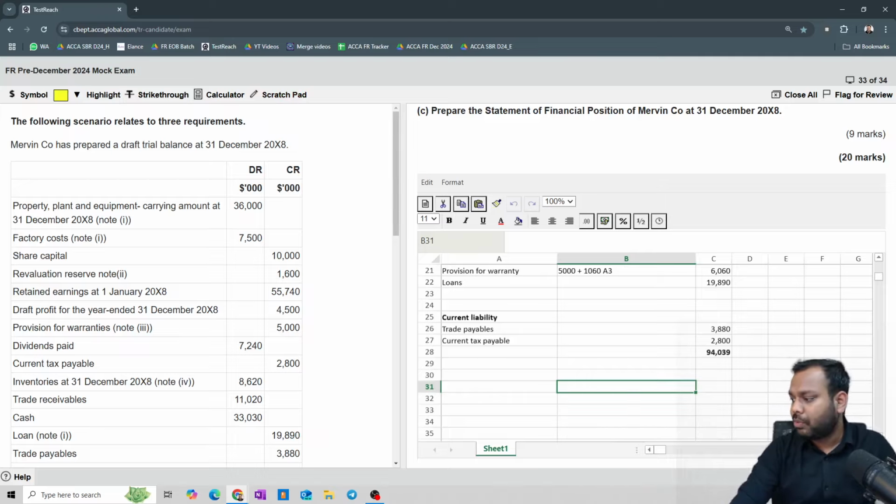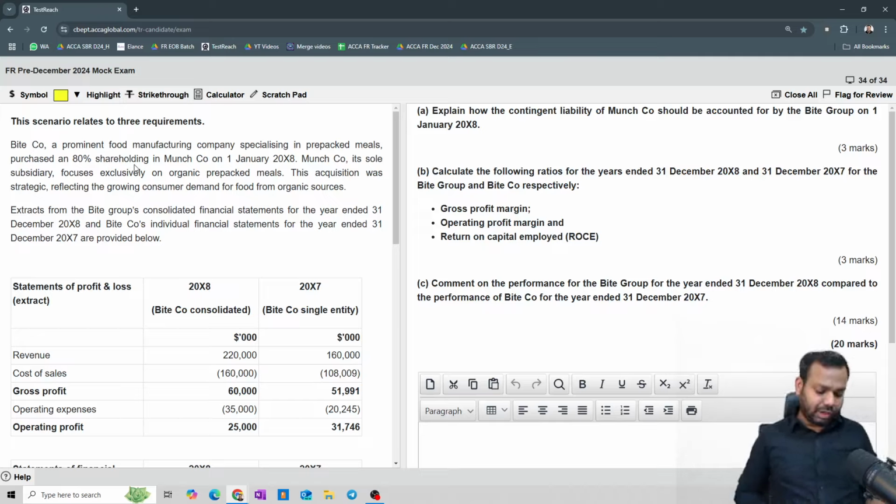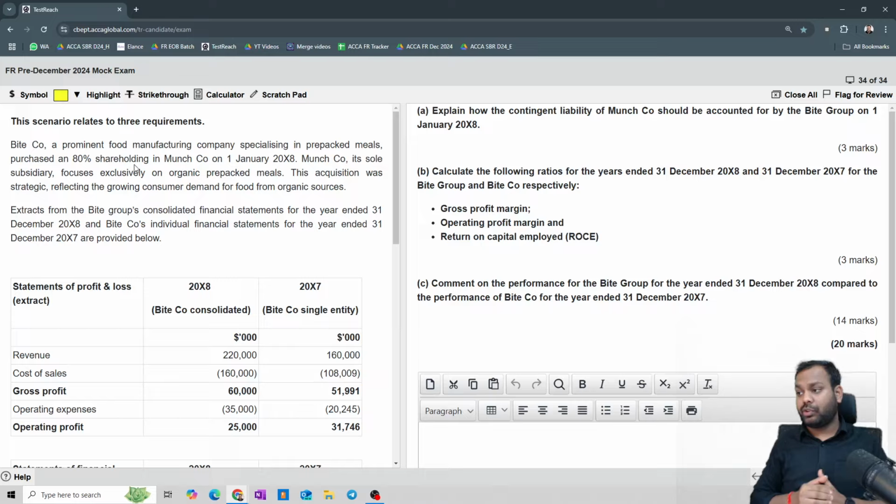Now I am moving on to another question, which is from the interpretation. But before I move on to this question, tell me if you have any queries in the first question which we have discussed today. If you have any queries, do let me know.